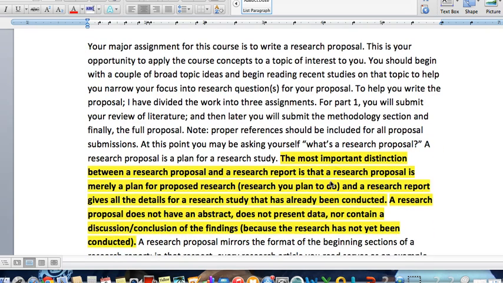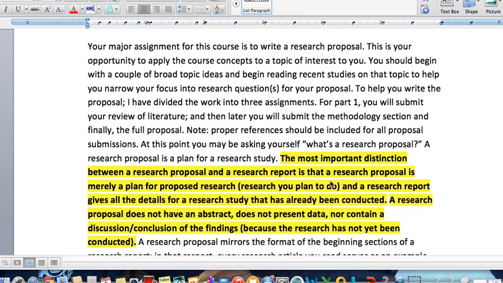First of all, the most important distinction between a research proposal and a research report is that a research proposal is just a plan for proposed research, a research you plan to do. You're really not going to do the research. That sometimes confuses some of my students. They think they're going to have to go out and collect data and actually do the research, and you're not. You're just doing a plan.